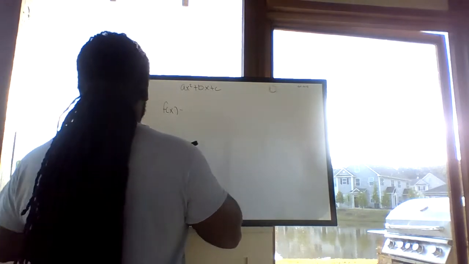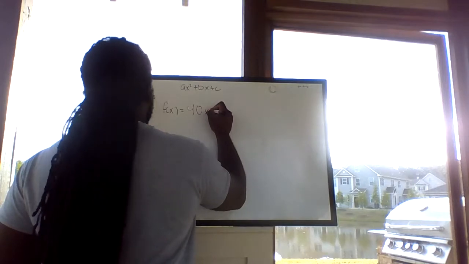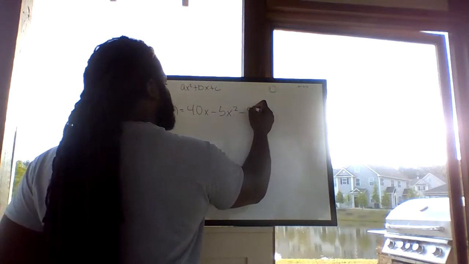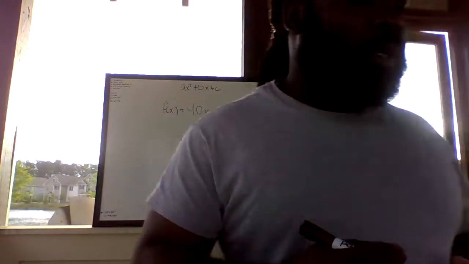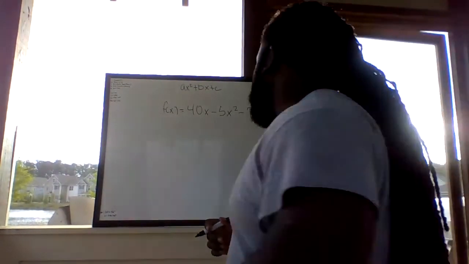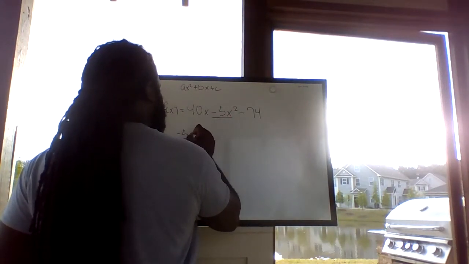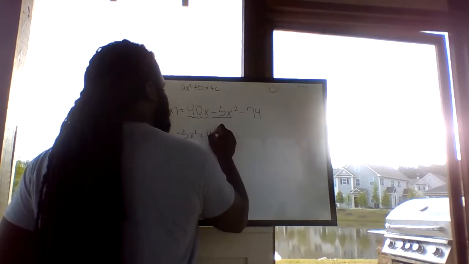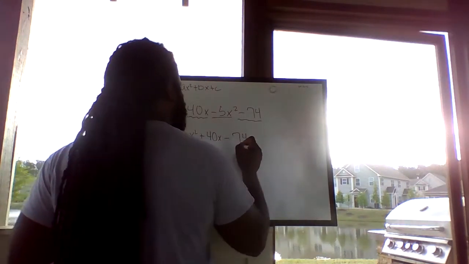What I want to do is 40x minus 5x squared minus 74. All right, remember step 1? Step 1, write it in standard form. All right, so this is my A right here. That gives me negative 5x squared first. This is my B, that gives me a plus 40x. And then this is my C, which gives me minus 74.